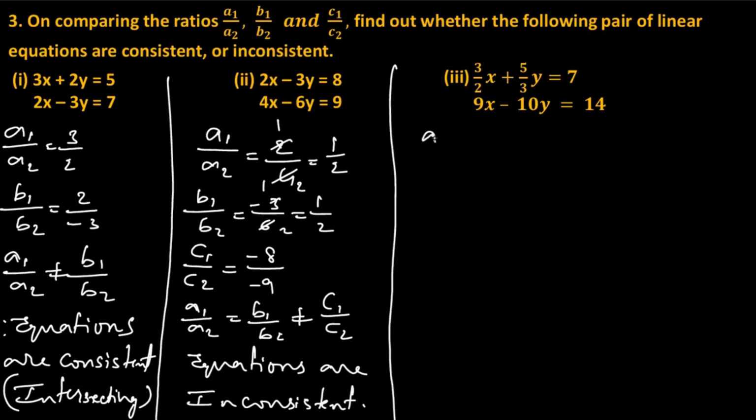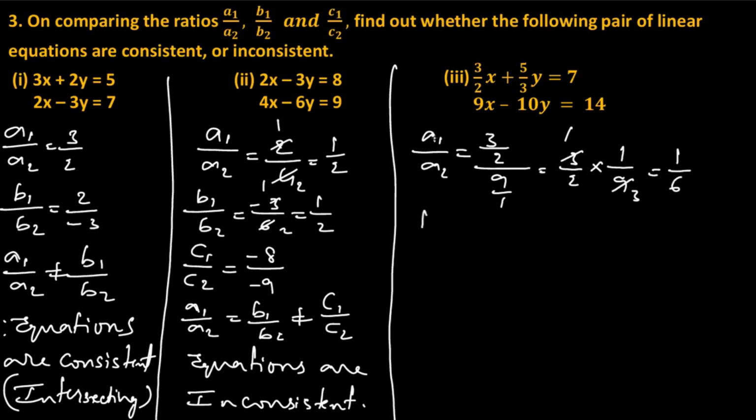Next, here a1 by a2 is equal to 3 by 2 divided by 9, which is equal to 3 by 2 into 1 by 9. You can write this as 3 by 2 into 1 by 9. 3 ones are 3, 3 threes are 9. So it is 1 by 6.